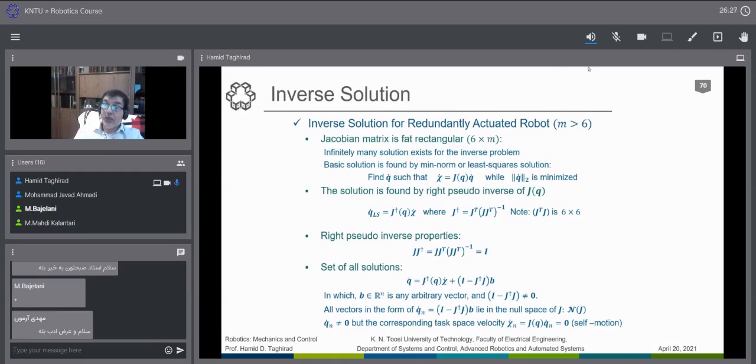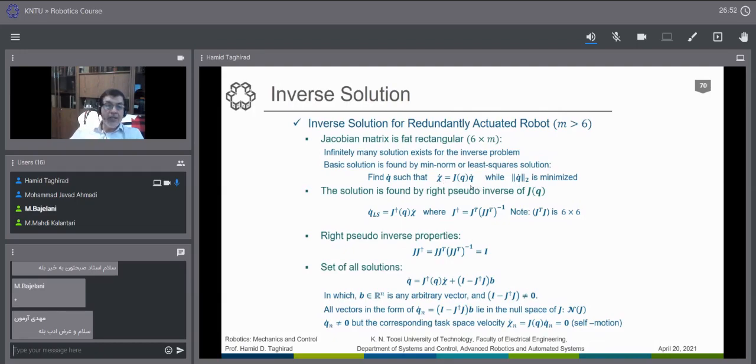This basic solution is much better than something like that, but still it may not be the best solution. We can find other, better solutions; I will talk about that. But this is, in terms of the energy that we are using to reach that point, minimal. The two norm of Q dot is minimum to reach that X dot.